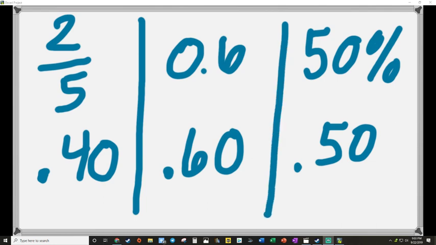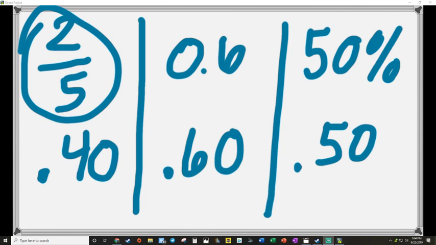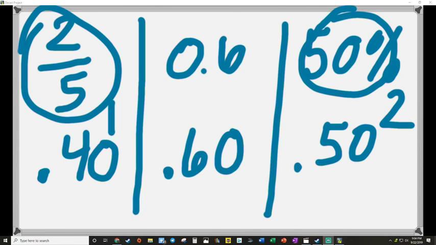Now what we have to do is put these in order from smallest to biggest in their original form. So looking at this, 2/5 is the first number because 0.40 or 2/5 is the smallest number we have. The next smallest is 50%. So this is the first one, this is the second one, which just leaves 0.6 as the third one. So from smallest to biggest, our answer is 2/5, 50%, and 0.6.